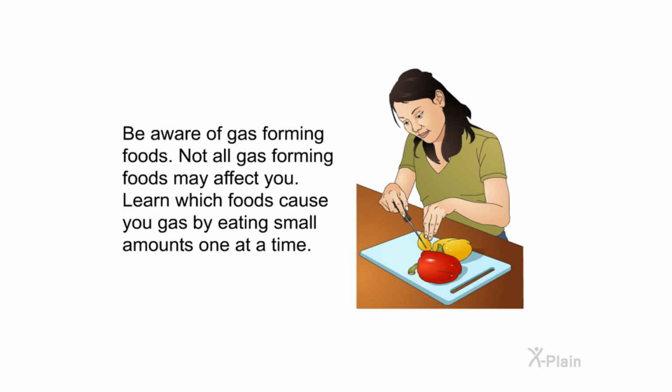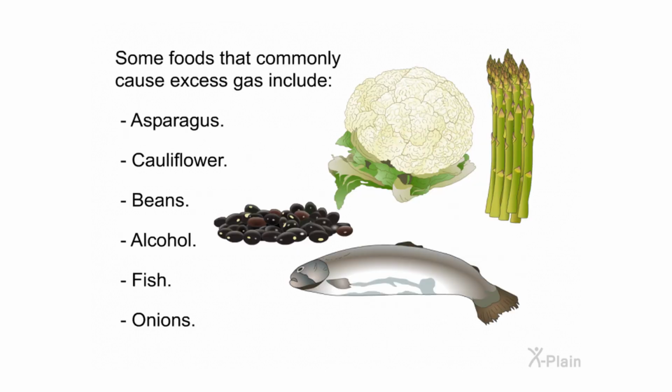Be aware of gas-forming foods. Not all gas-forming foods may affect you. Learn which foods cause you gas by eating small amounts, one at a time. Some foods that commonly cause excess gas include asparagus, cauliflower, beans, alcohol, fish, onions.